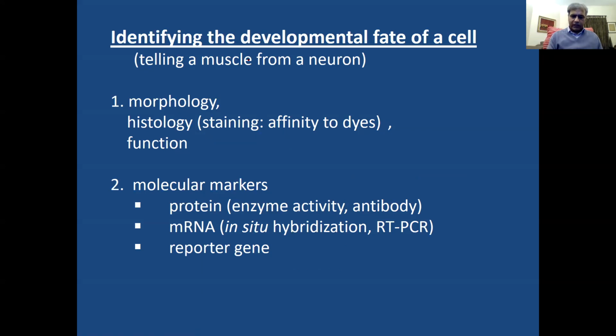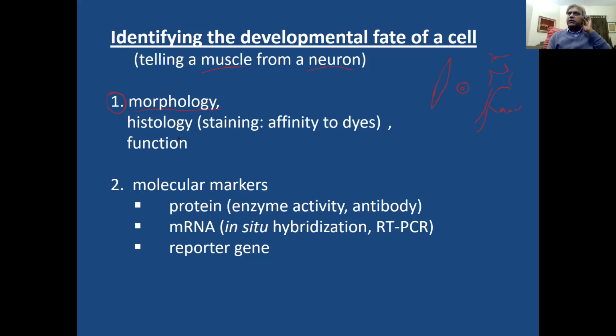For example, we want to differentiate between muscle and neuron. An obvious first step is we can look at morphology. A muscle cell looks very different because it's multinucleated if it is a muscle fiber, or if it is a mononuclear single cell, it looks like this. And a neuron's morphology is different, with dendrites and then the axon, etc.